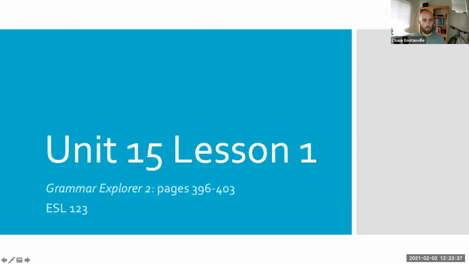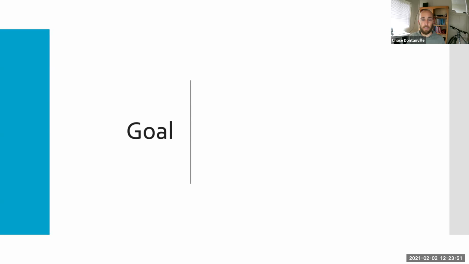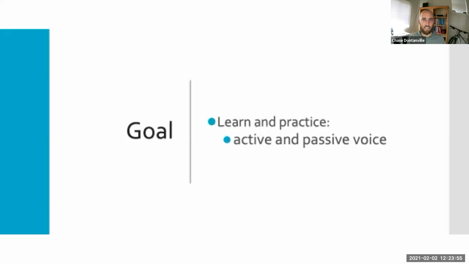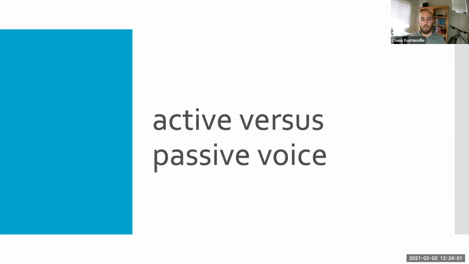Hello, everybody. Let's do Unit 15, Lesson 1, pages 396 to 403 in your Grammar Explorer 2 textbook. So in this lesson, we're going to learn and practice the active and passive voice. So let's first compare the active versus passive voice.